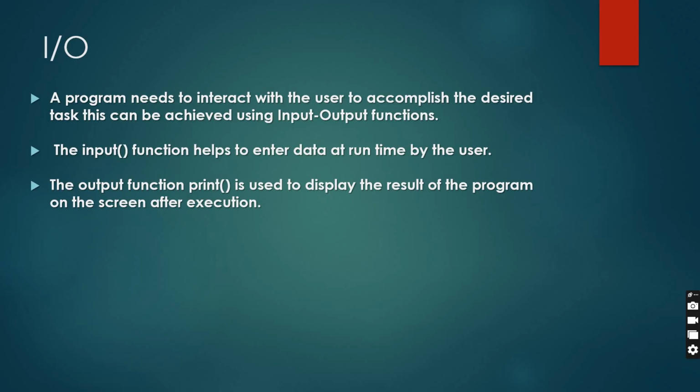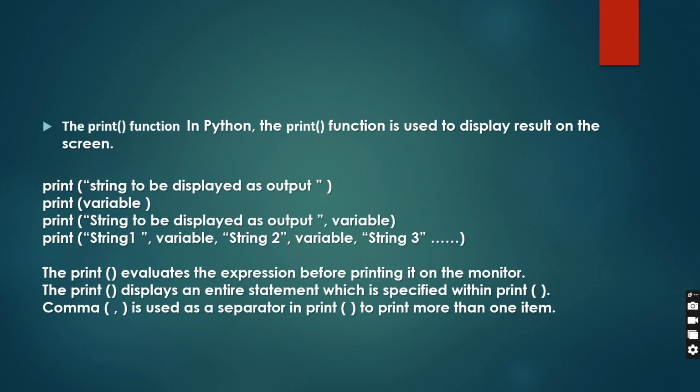The input function helps the user to enter the data at runtime. The print statement is used to display the result of the program on the screen after execution. So after execution, you want to display the result, and the print function is used for that purpose. In Python, the print function is used to display the results on the screen.